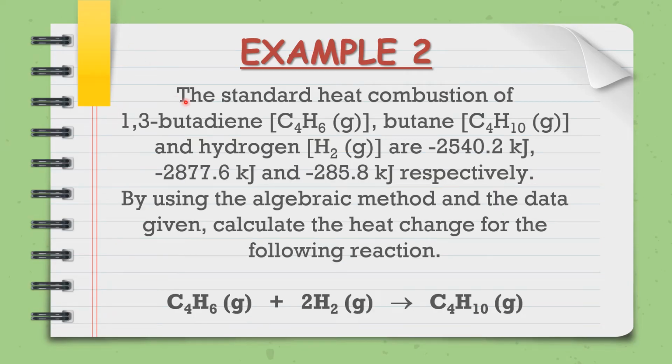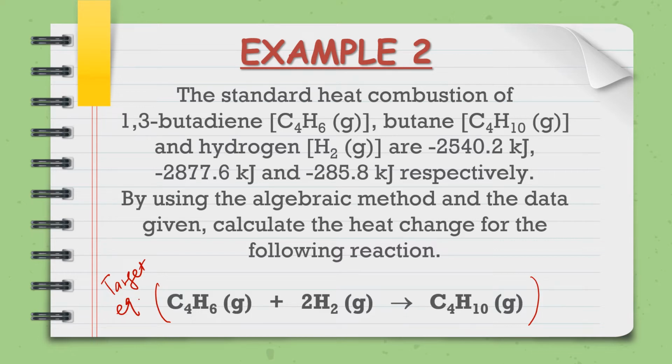Okay, the standard heat of combustion of 1,3-butadiene, butane and hydrogen are negative 2540.2 kilojoule, negative 2877.6 kilojoule and negative 285.8 kilojoule respectively. So by using the algebraic method and the data given, calculate the heat change for the following reaction. Okay, so for this question, the question already gave you our target equation.